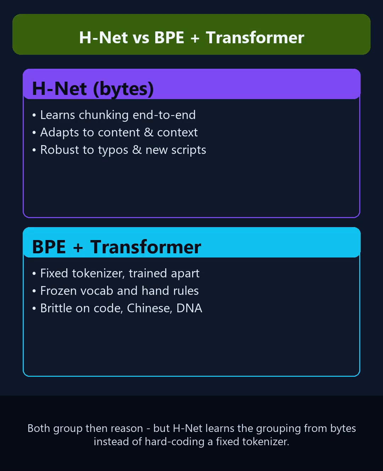Set it against the standard stack. A normal model bolts a fixed BPE tokenizer in front of a transformer. The tokenizer is trained separately, its vocabulary is frozen, and it leans on hand-tuned rules that break on code, non-English scripts, and typos. HNet instead works on raw bytes and learns its own content-aware boundaries as part of training. Same idea underneath: group the sequence, then reason over the groups, but HNet learns the grouping instead of hard-coding it.